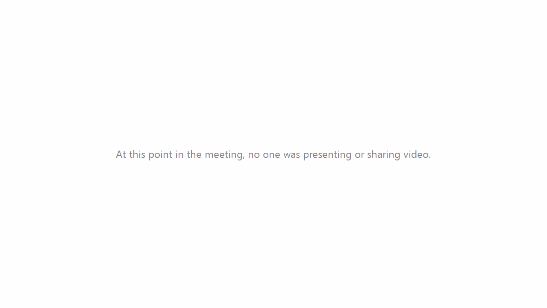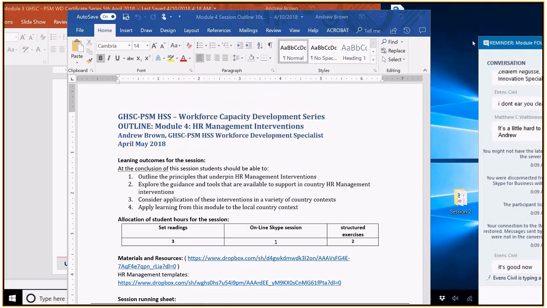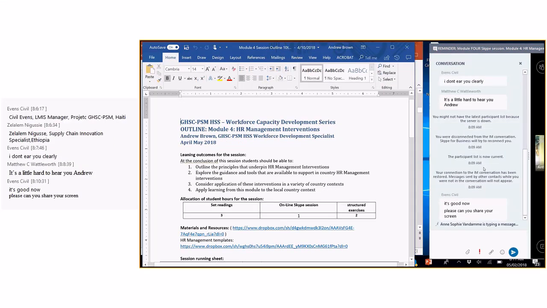Just on the screen now, I have the module overview that I want to go through. The screen should be back up and running now. Thank you, Evans, I was just changing devices.